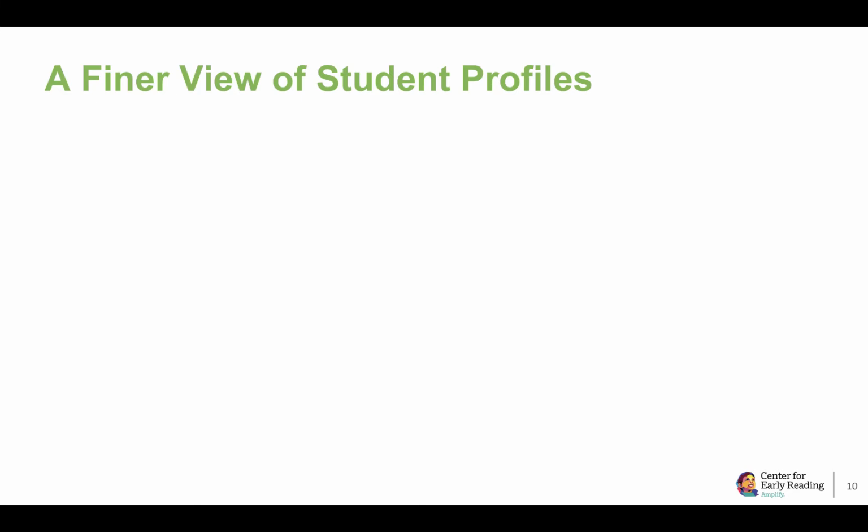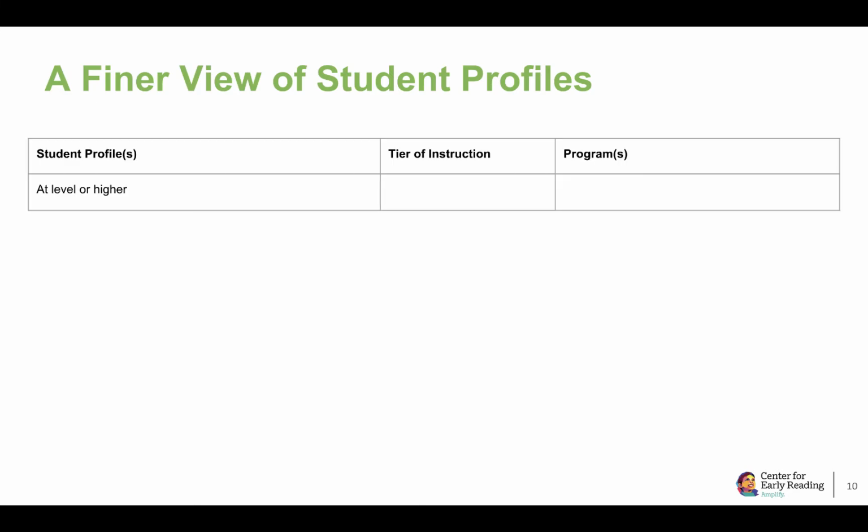All right, let's take a look at the student profiles and what tier of instruction and programs we should give them. We will assume that the student profile describes the child's reading skills or level, which you got from your screener. What tier of instruction and program would you recommend for a student who is at level or higher? Students who are at level or higher will most likely continue on their trajectory to reaching end of the year goals with just regular core instruction.